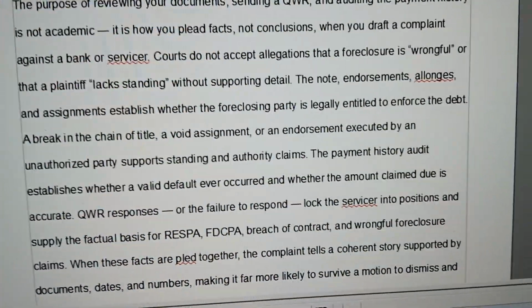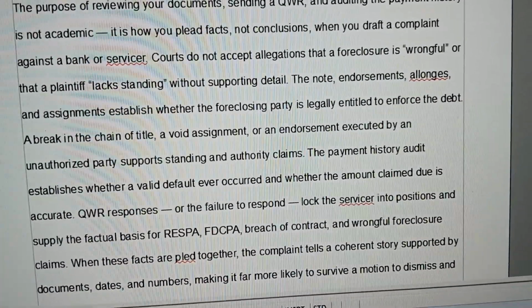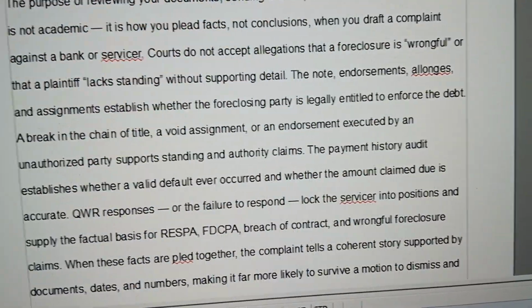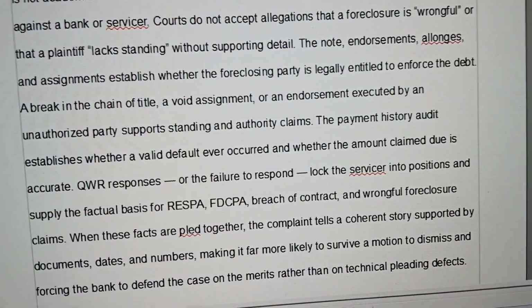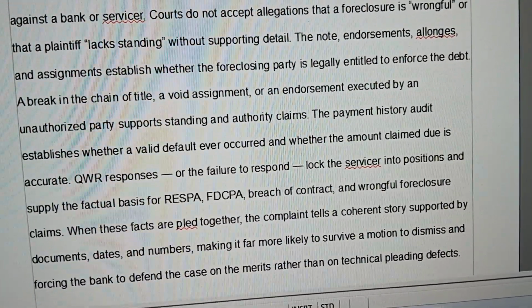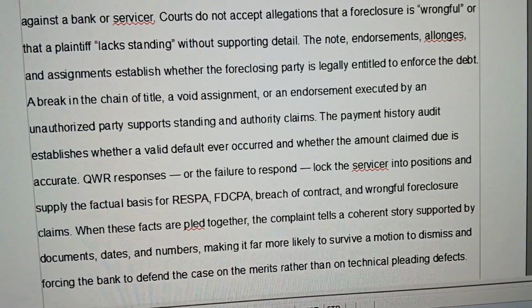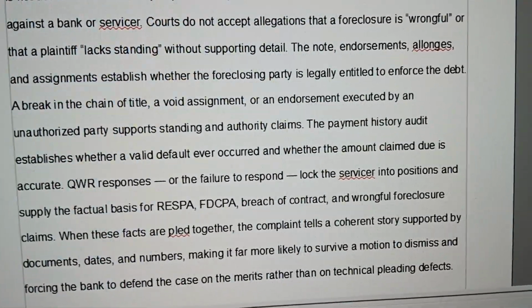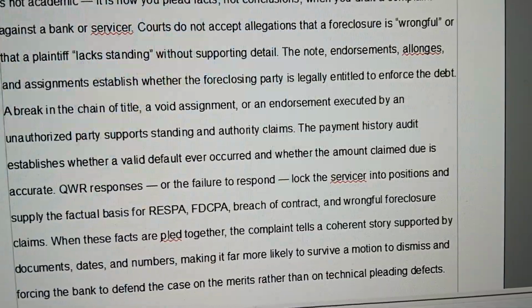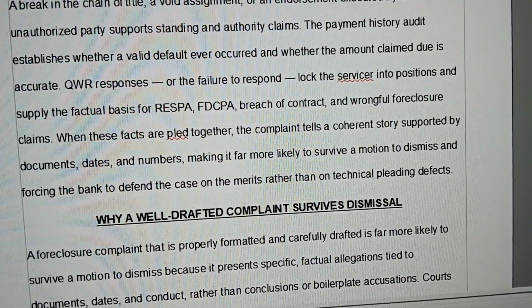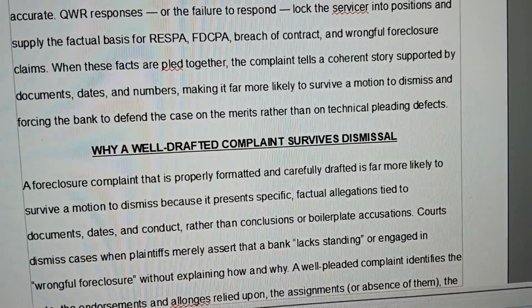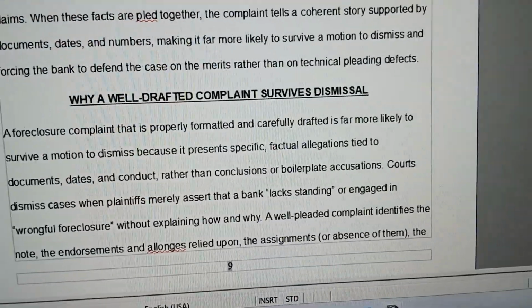When these facts are pled together, the complaint tells a coherent story supported by documents, dates, and numbers, making it far more likely to survive a motion to dismiss, and forcing the bank to defend the case on the merits rather than on technical pleading defects. A well-drafted complaint survives. Why does a well-drafted complaint survive dismissal, guys?